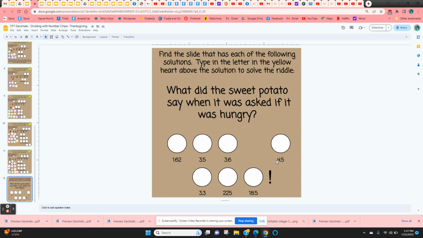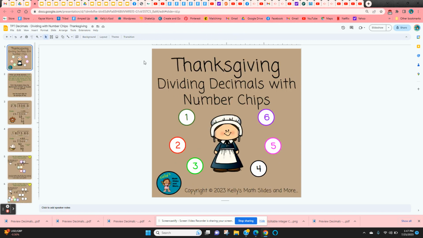When they find the solution on that slide, they'll take the letter that's in the yellow heart and they're going to type it here right above its solution. And that should answer the riddle. So this is the Thanksgiving version of dividing decimals with number chips.